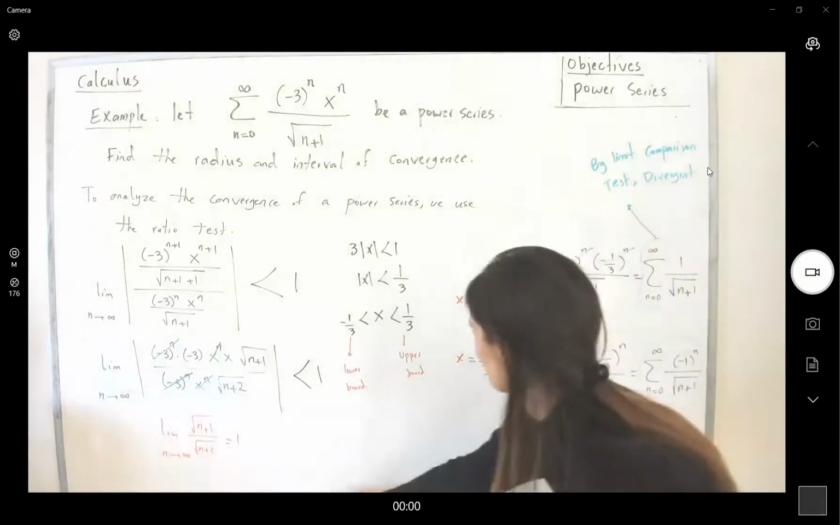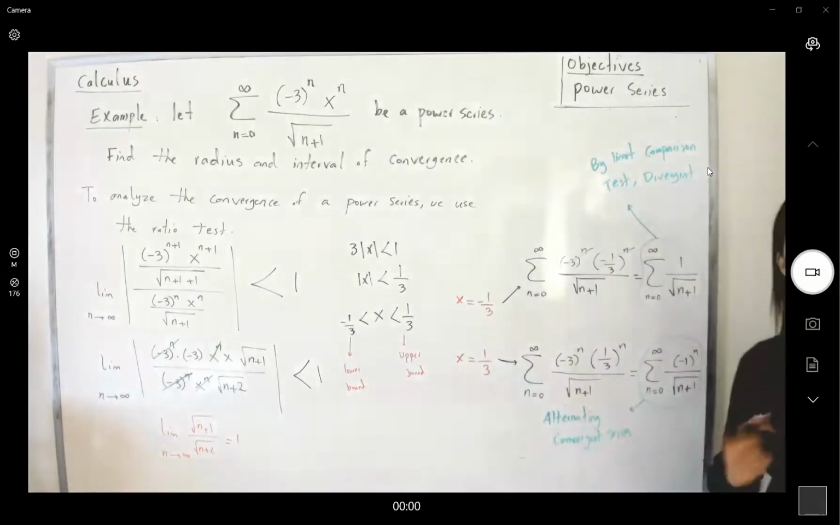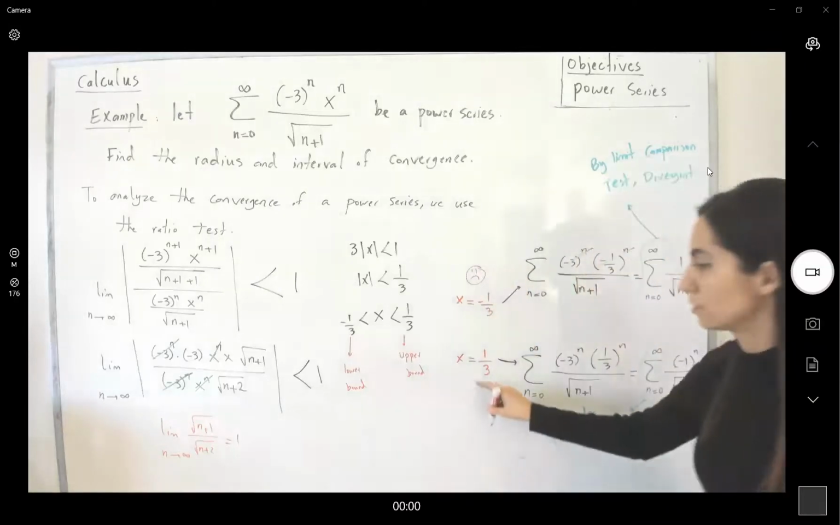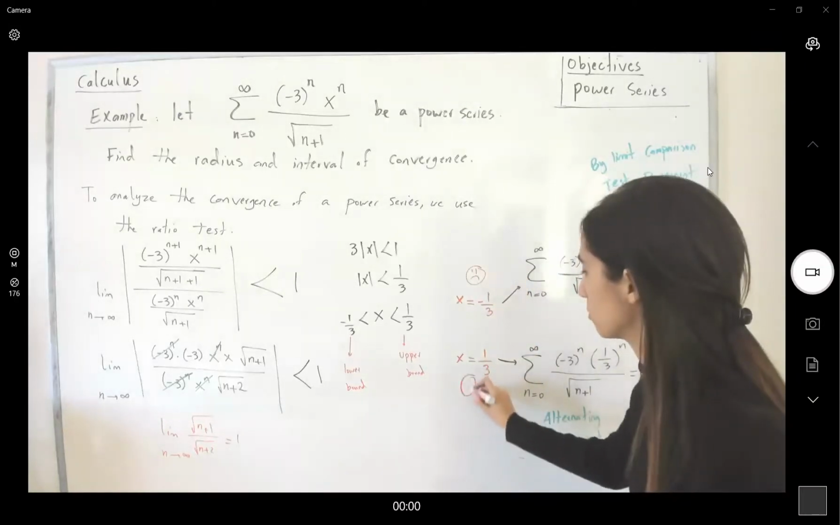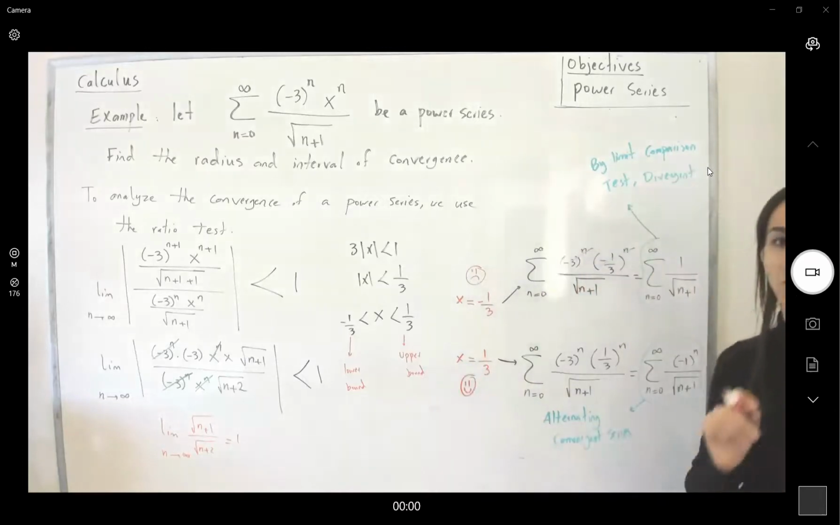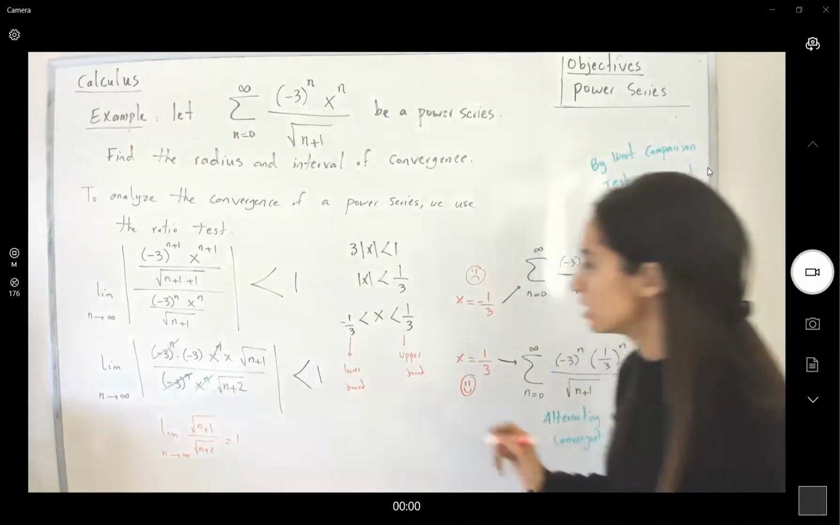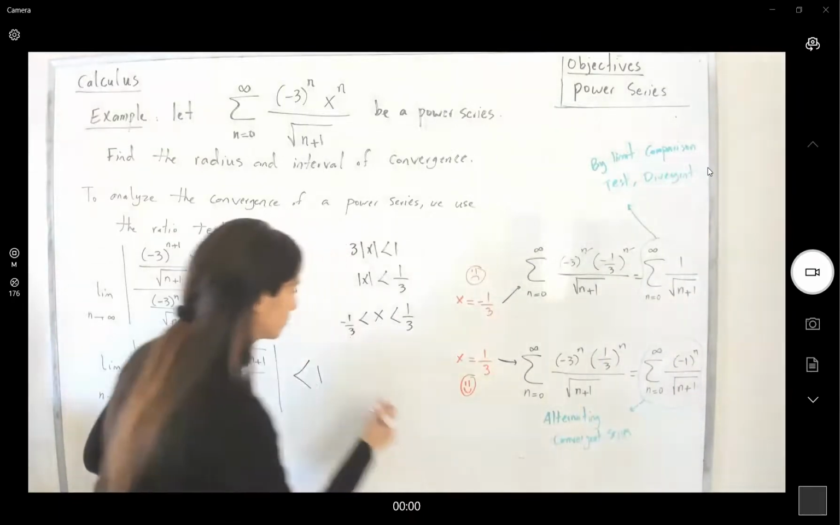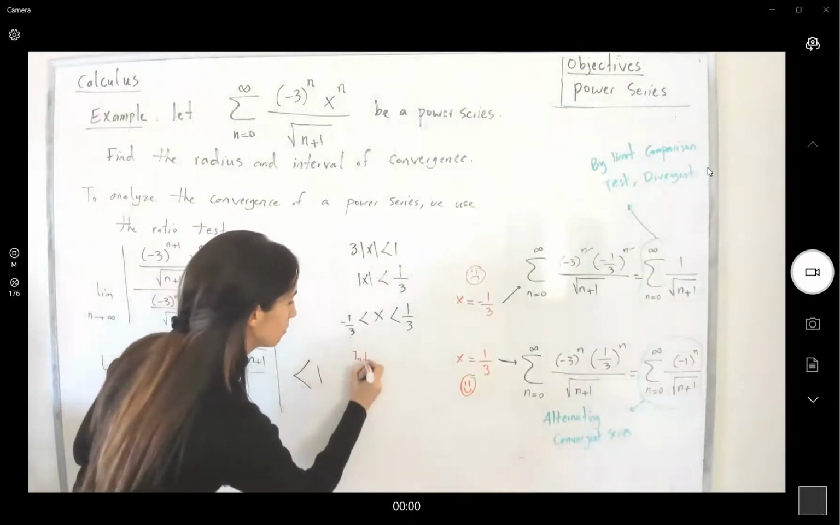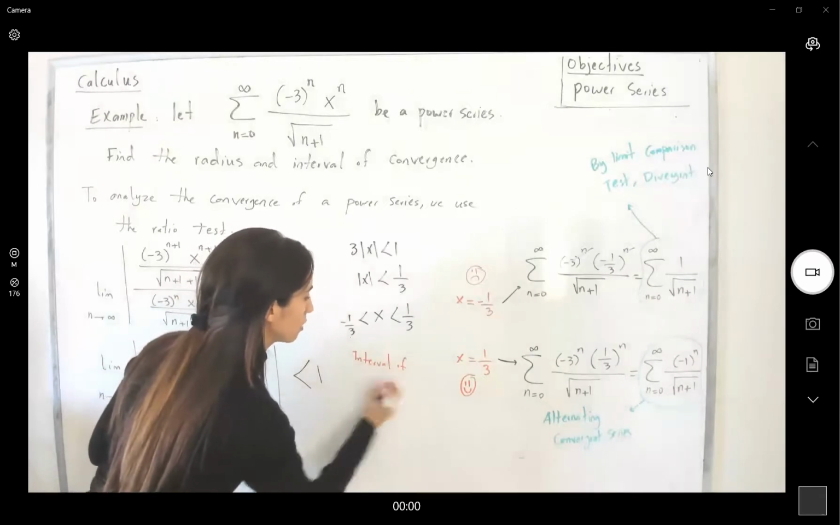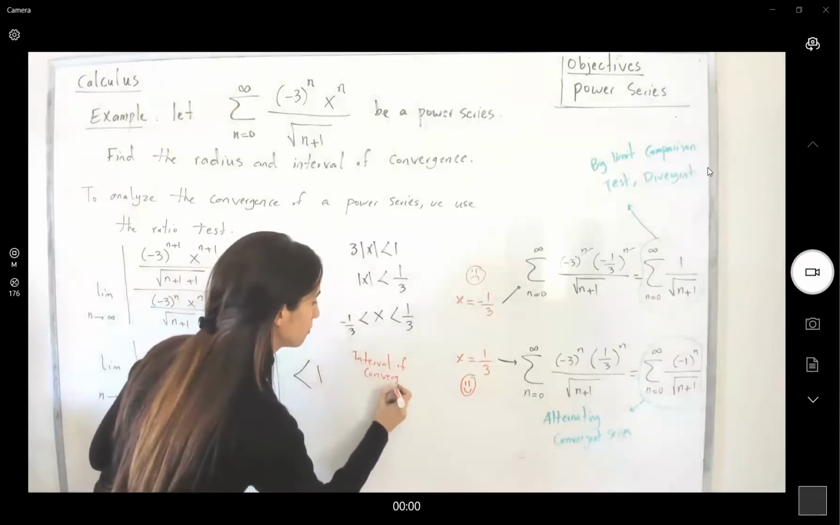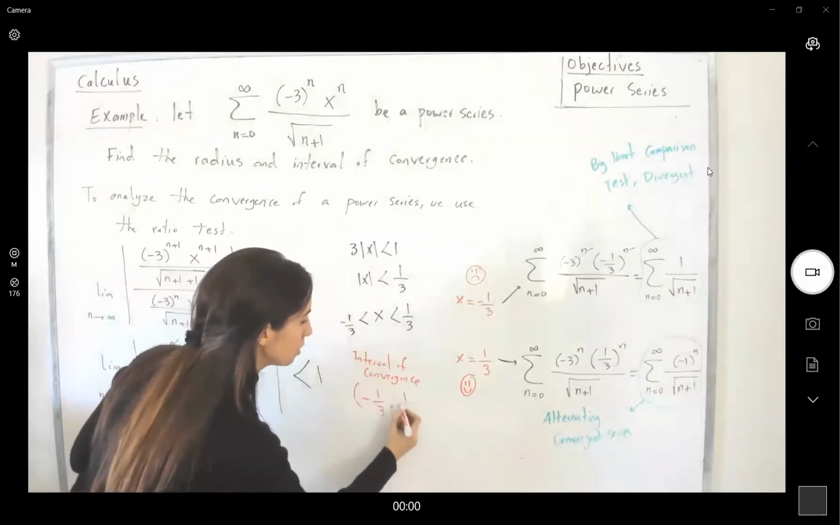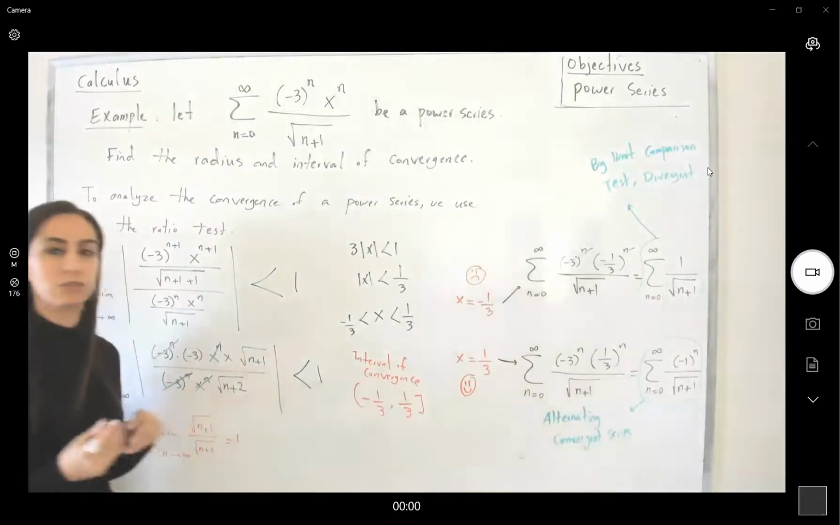It means that negative a third is not acceptable for us. So not acceptable. But a third is acceptable. It means that our interval of convergence is going to be negative a third to a third included.